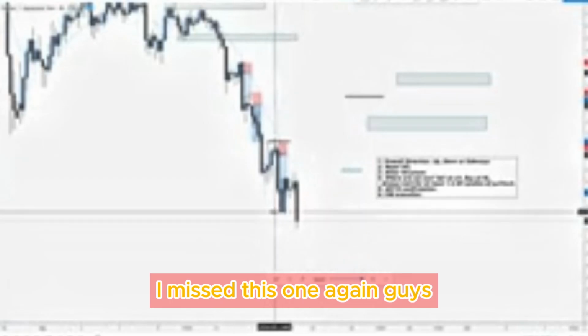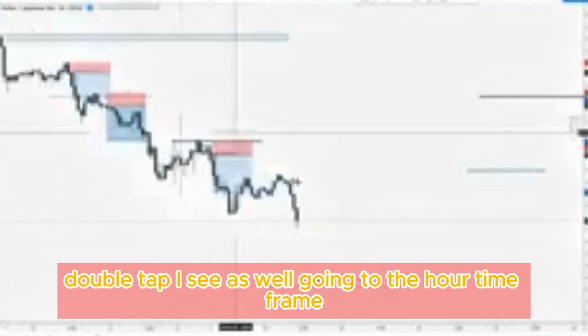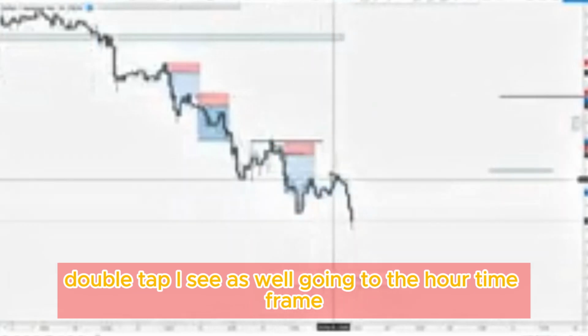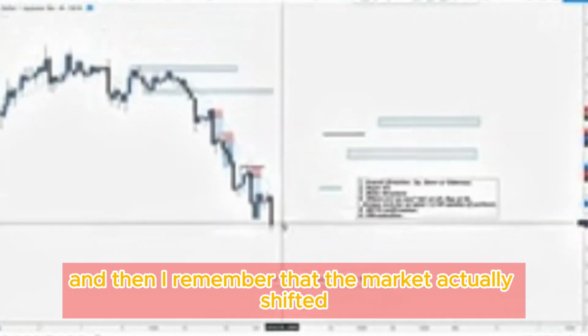Oops, I missed this one. Again, guys, have a look. 1 candle, 2 candles, rejections, double top I see as well. Going to the hourly time frame. Potentially we can take a trade from right here. And then I remember that the market actually shifted.